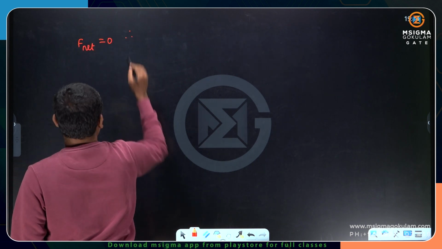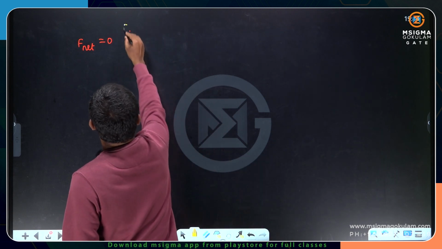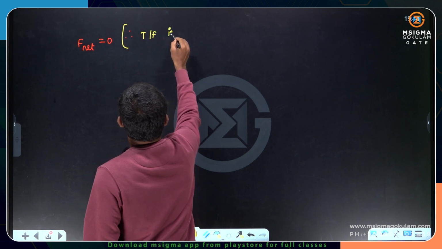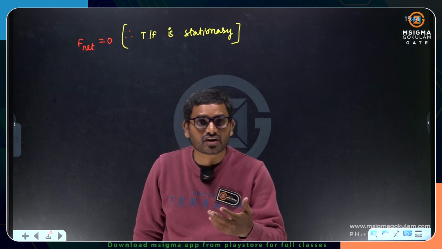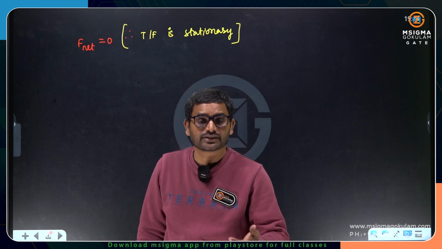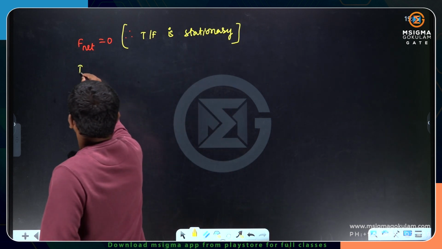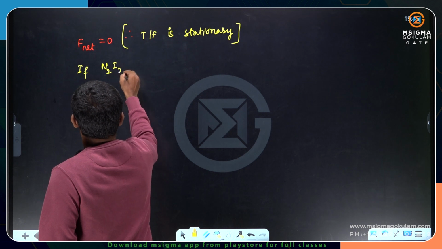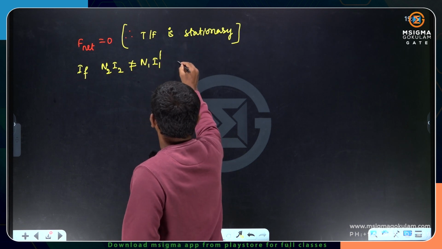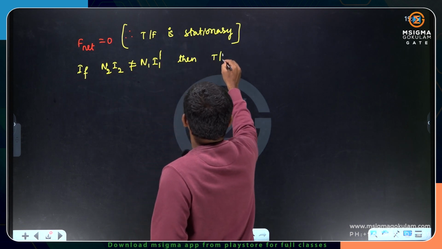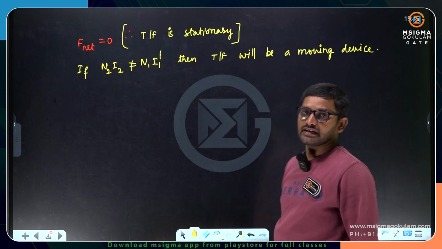Therefore, the transformer is stationary. If N1I1 is not equal to N2I2, if N2I2 is not equal to N1I1 dash, then the transformer would have moved. If N2I2 is not equal to N1 into I1 dash, then the transformer will be a moving device.